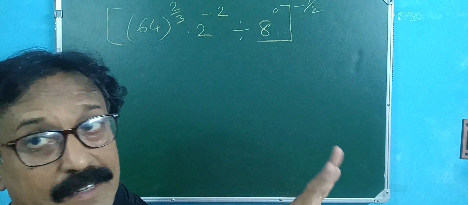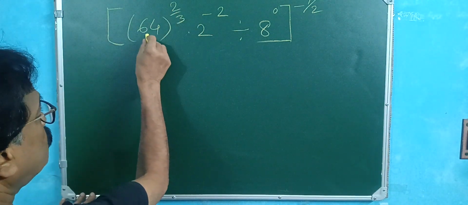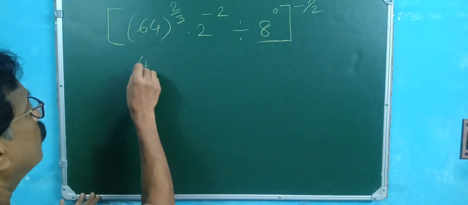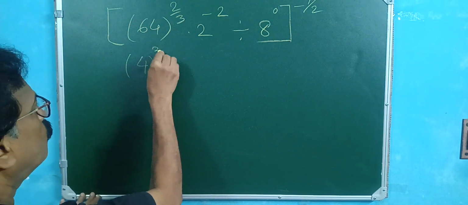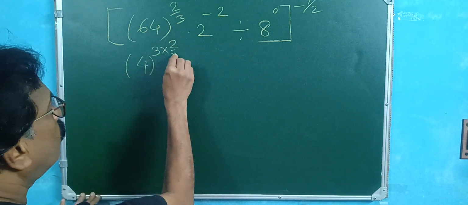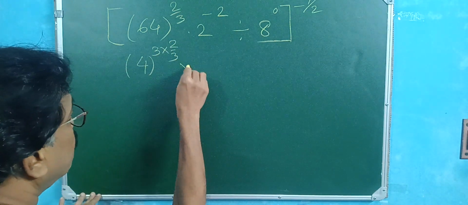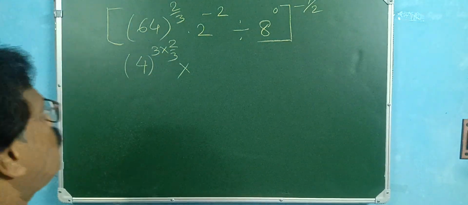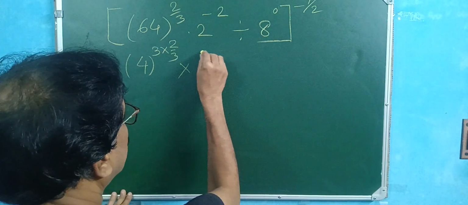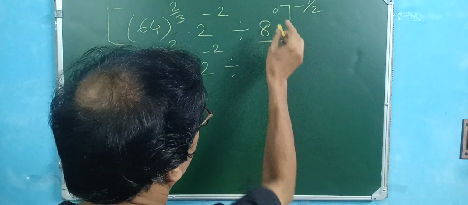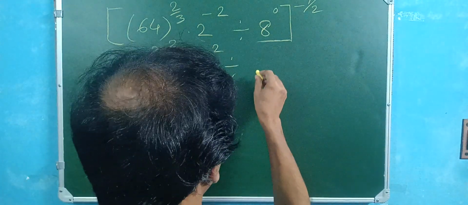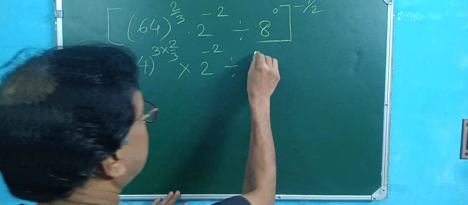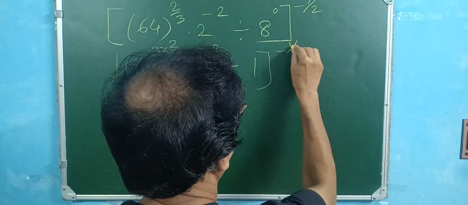So what is your main target? This is 3, just cut off. 64 you know, 4 into 4 into 4. So 4 to the power cube into 2 by 3. No problem. Here dot means multiply. 2 to the power minus 2, just write it. Now the division. You know a to the power 0 is 1. So 8 to the power 0 is also 1. Okay. So this is the bracket to the power minus half.